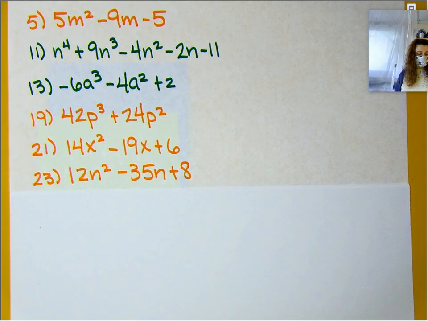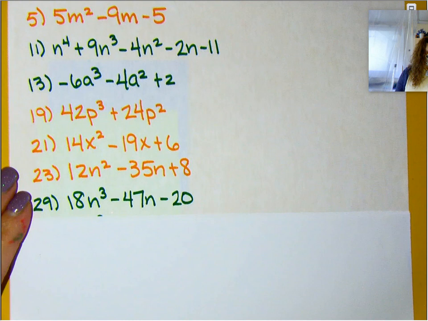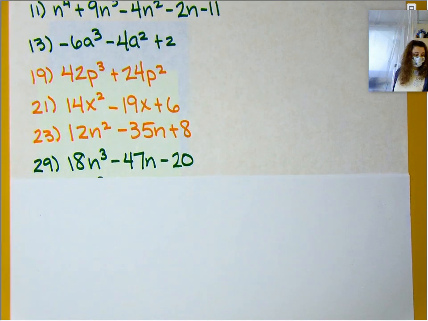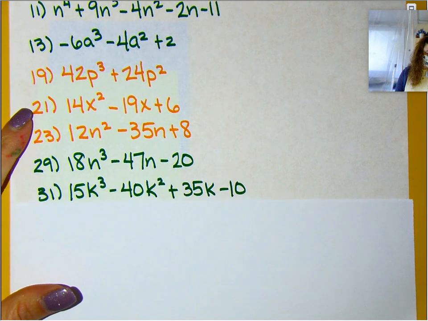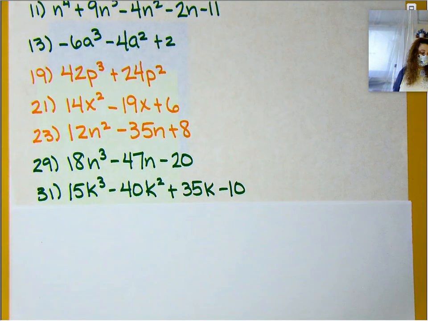23 is 12n squared minus 35n plus 8. 29 is 18n to the third minus 47n minus 20. 31 is 15k to the third minus 40k squared plus 35k minus 10.